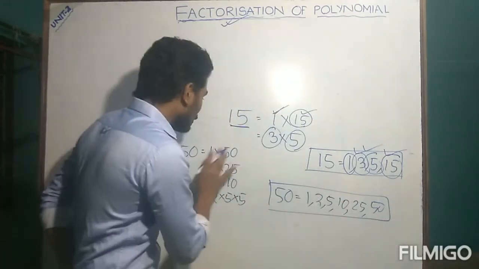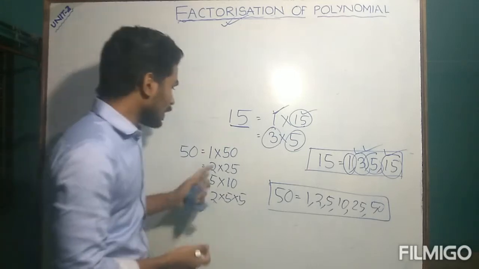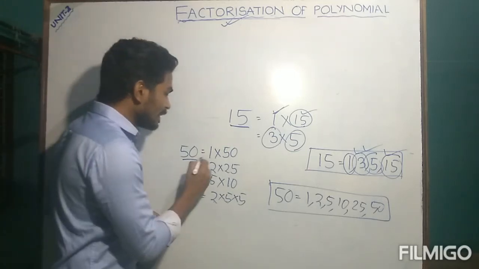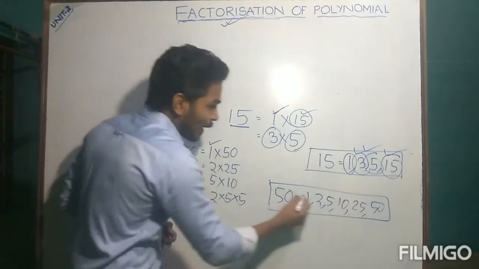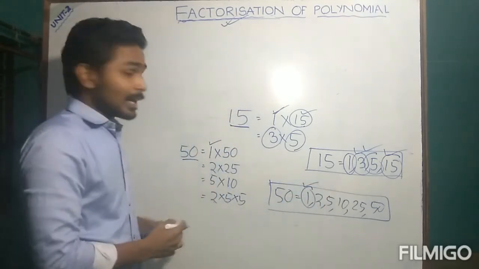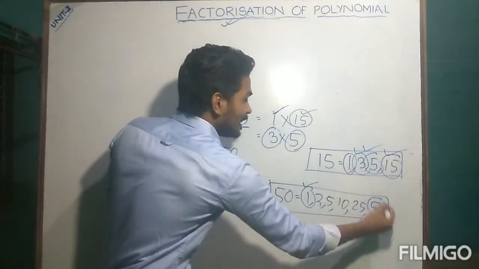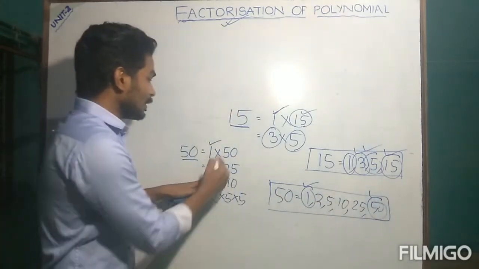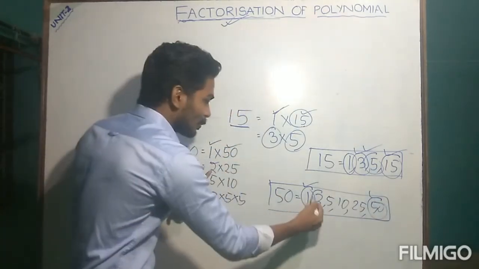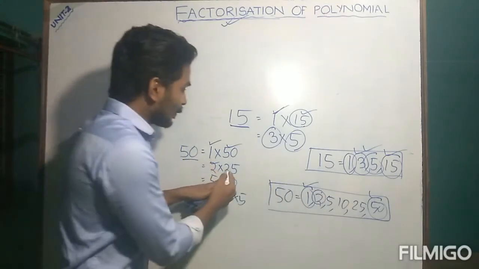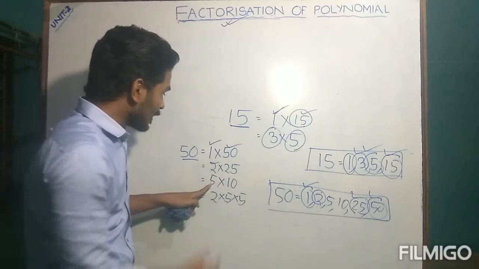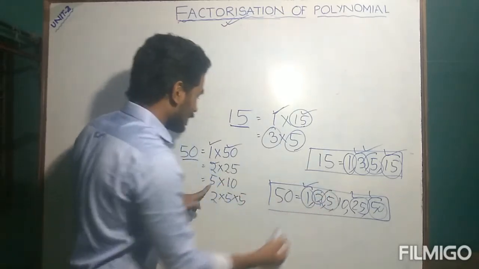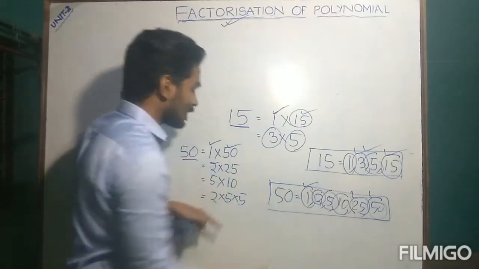Now compare these factors with these types of multiplication. Here we see 50 is equal to 1 into 50. Here we get 1 and 1 is also a factor of 50. Here we get 50. 50 is also a factor of 50. Here we get 2. See, 2 is also a factor. 25, 25 is also a factor. 5 is also a factor. 10 is also a factor.